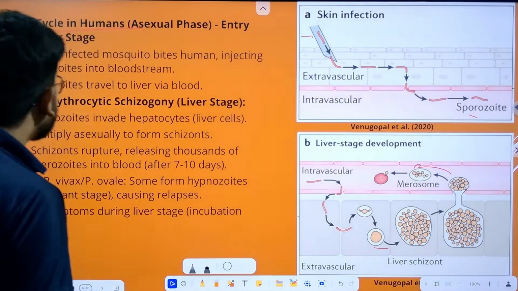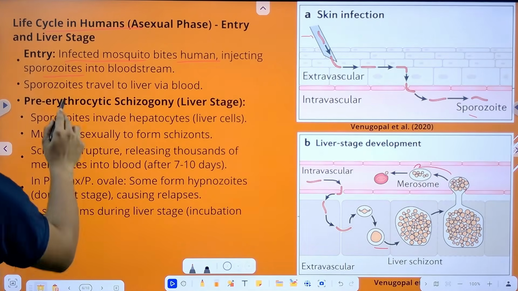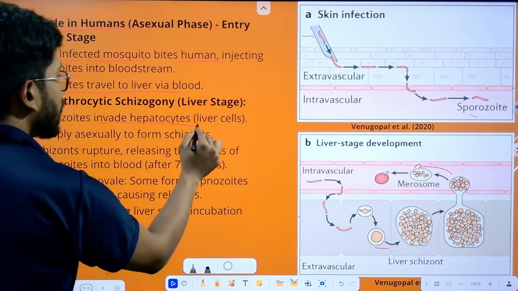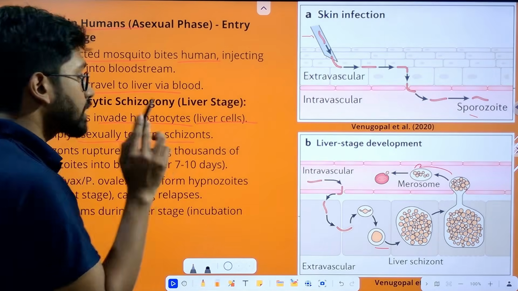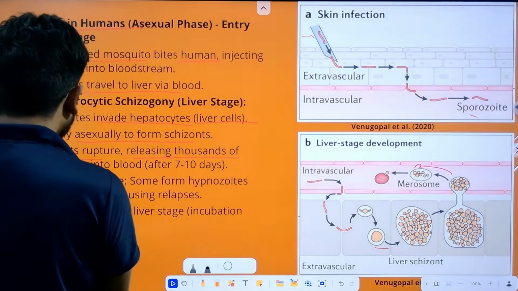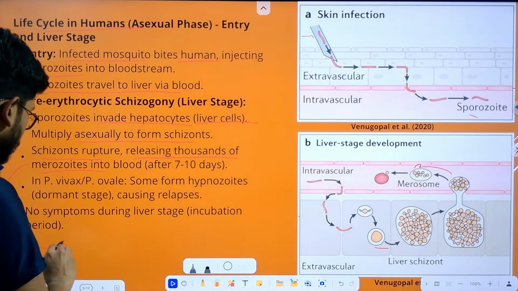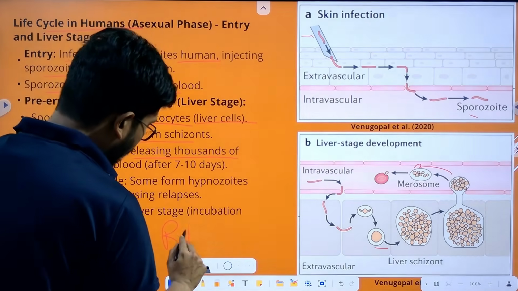Okay, so let's see here. An infected mosquito bites a human, injecting sporozoites. As I said, sporozoites travel to the liver through blood. Sporozoites invade hepatocytes, hepatocyte meaning liver cell, and they multiply asexually. This is asexual reproduction. Then the schizont ruptures, releasing thousands of merozoites into the blood, and these merozoites infect RBCs.